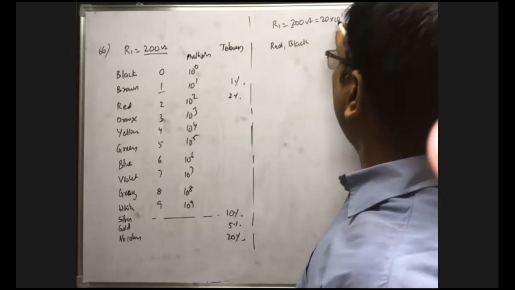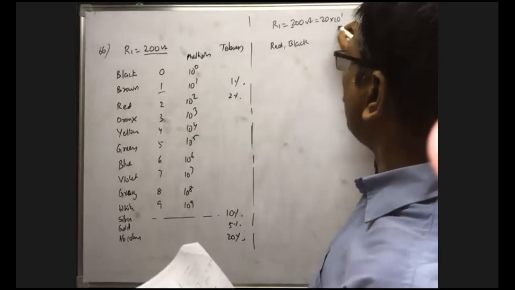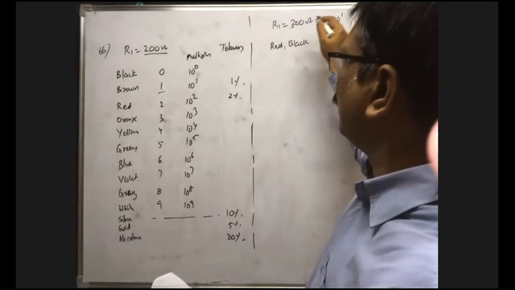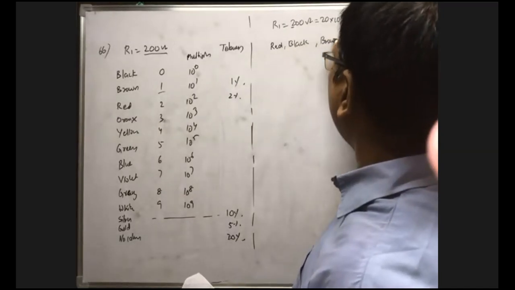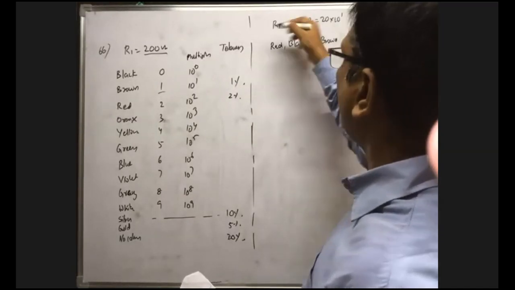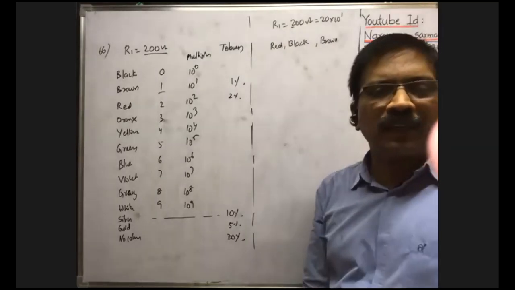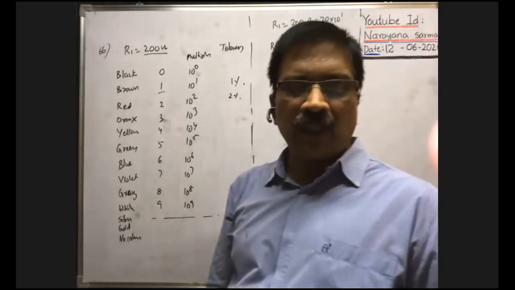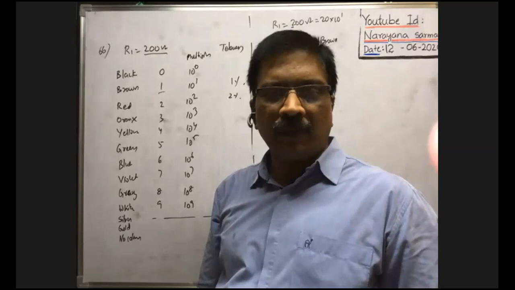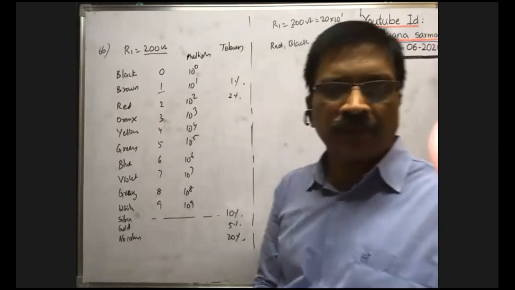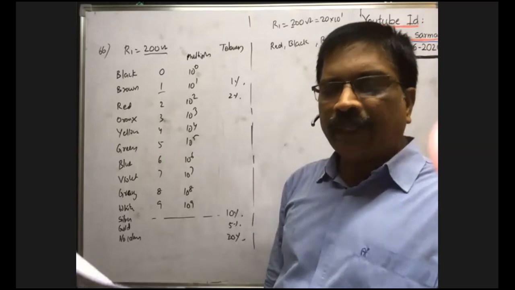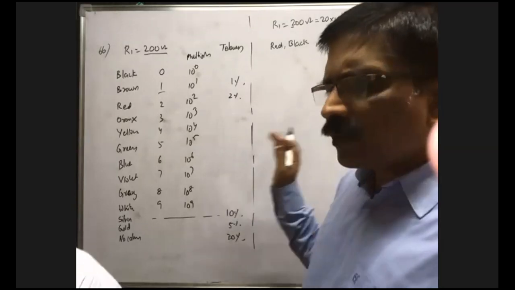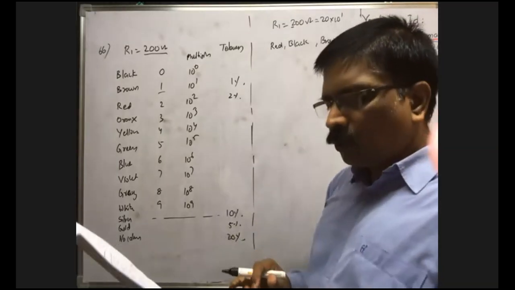Black. Okay, next the third one represents the multiplier. Multiplier means powers of 10. 10 to the power of 1 means brown. So here it is brown. Already with these 3 colored bands, it is over. There is no fourth colored band. Okay. Right. Now, this is the code given to obtain it.